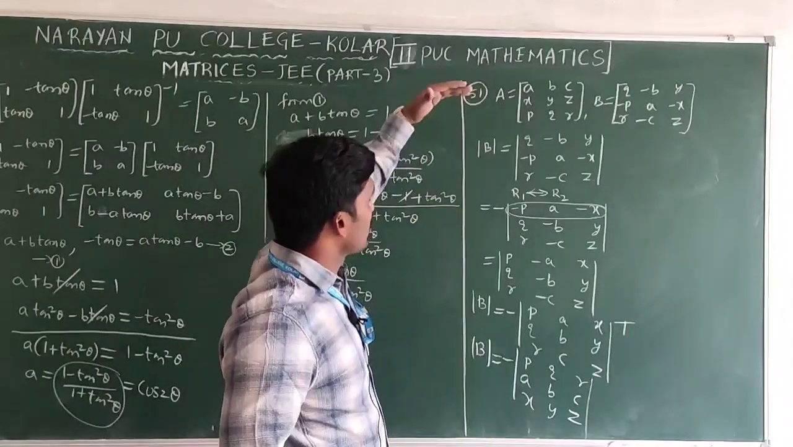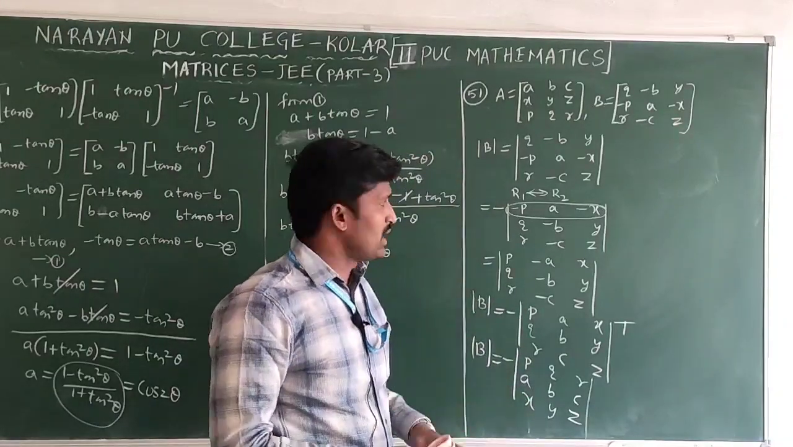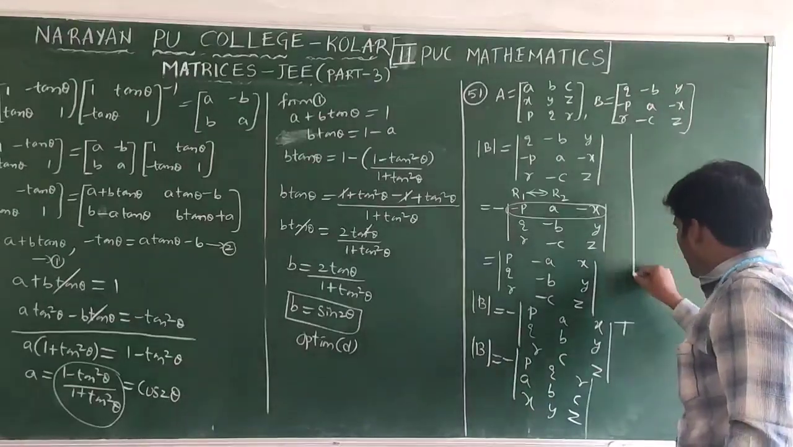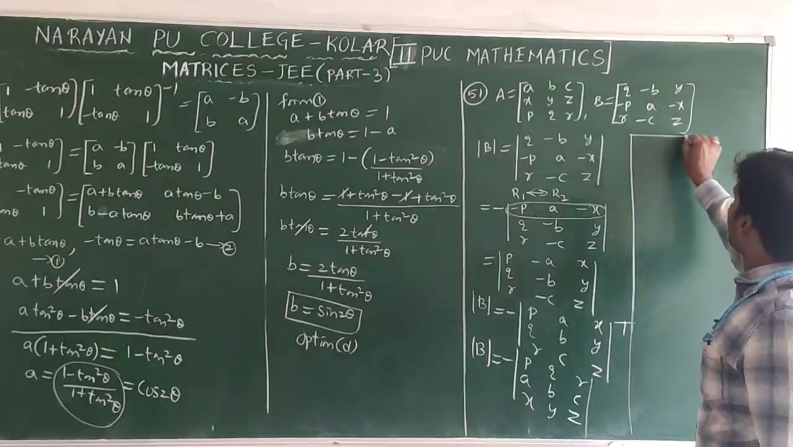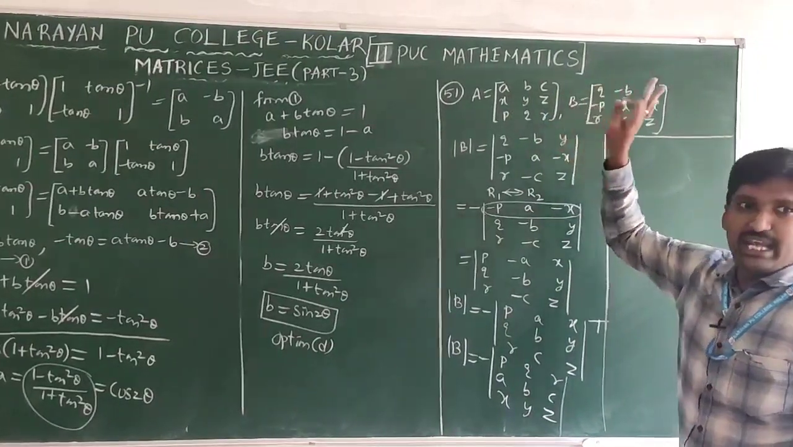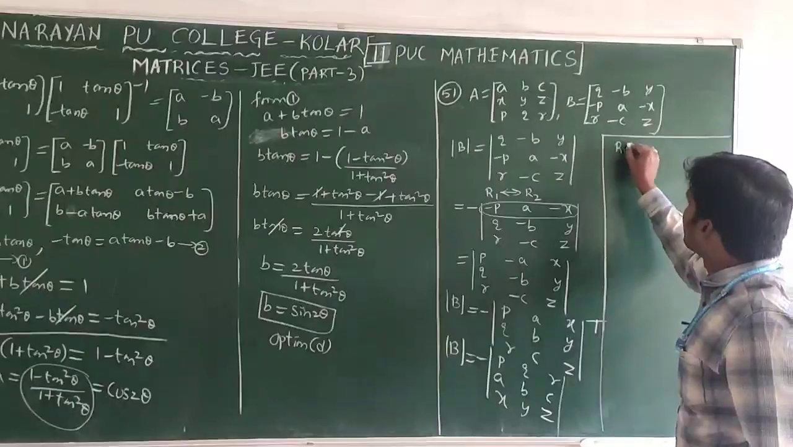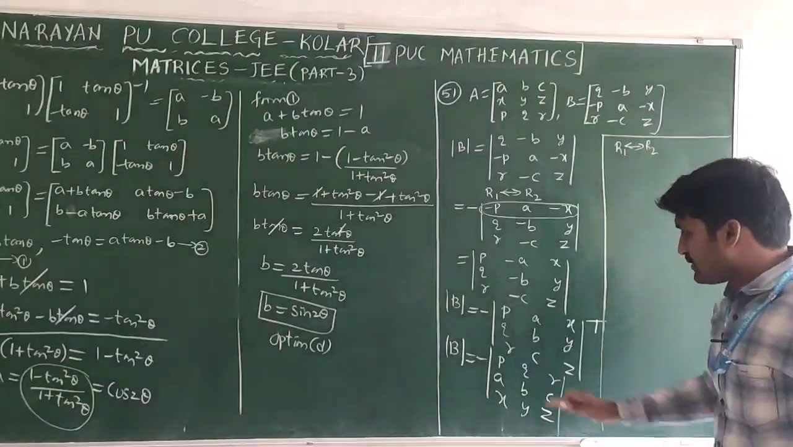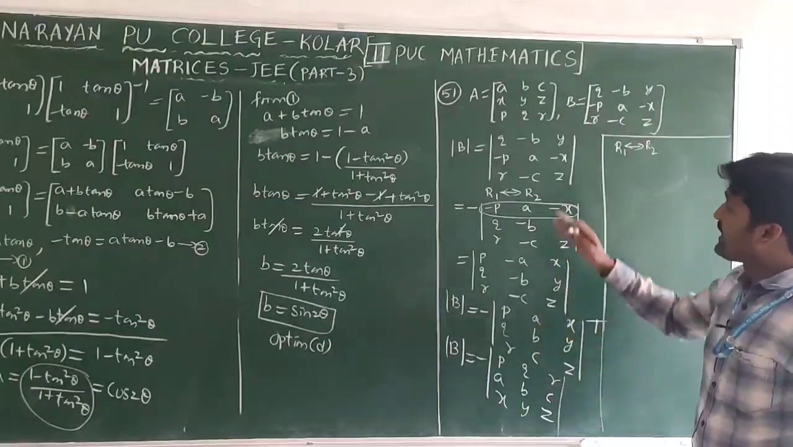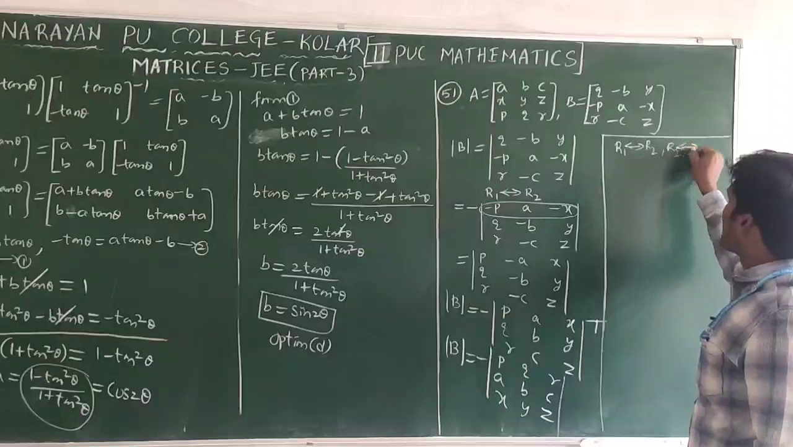Actually, the first row is ABC, the second row is XYZ, the third row is PQR. Now we need to interchange again, two times. Why do we need to interchange two times? Check once. Because in the first row we need ABC. That's why first I will interchange R1 with R2. Then PQR will come to the second row, ABC will come to the first row. Again we need XYZ in the second row now. That's why again R2 with R3.